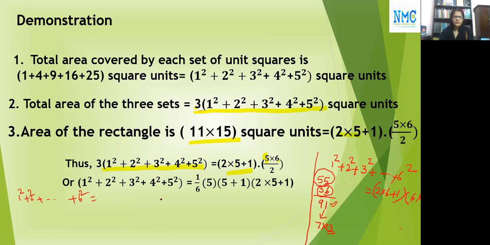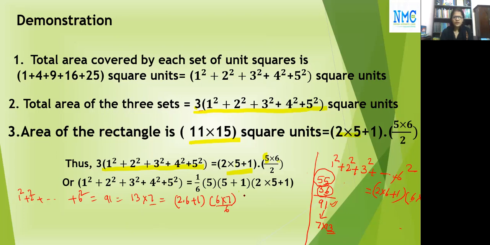Now you write it like this. This is your 91. 91 can be written as 13 into 7. 13 can be written as 2 into 6 plus 1, and 7 can be written as 6 into 7 by 6.